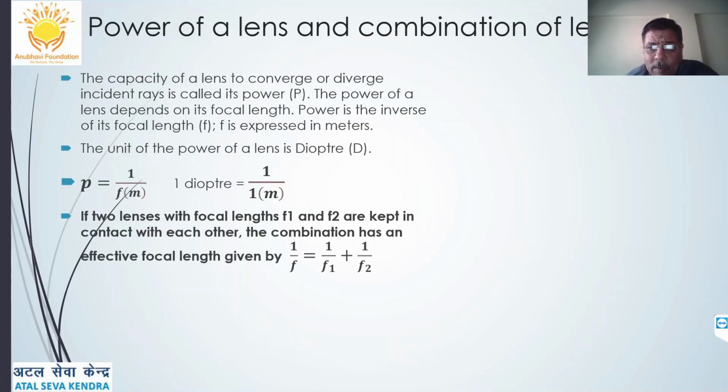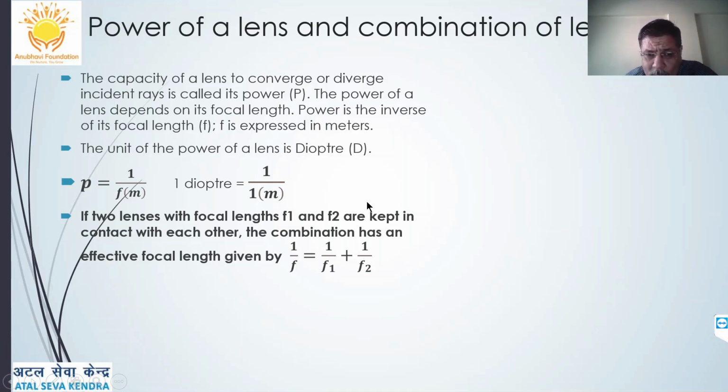Now coming to power of the lens and combination of lenses. The capacity of the lens to converge or diverge the incident rays is called as a power of the lens. The power of the lens depends upon its focal length. It is always inverse of the focal length, which is expressed in meters. So P is equal to 1 upon f in meters, and the unit of power of lens is diopters. So 1 diopter is 1 upon 1 meter if the focal length was 1 meter.